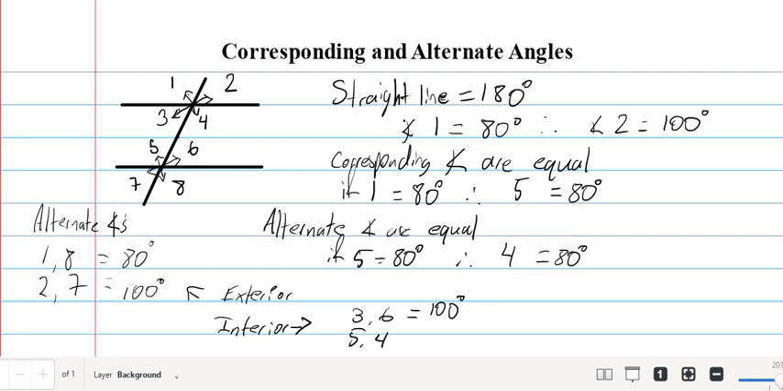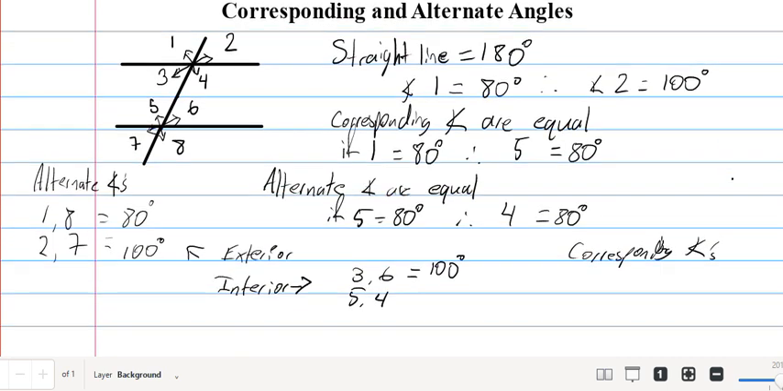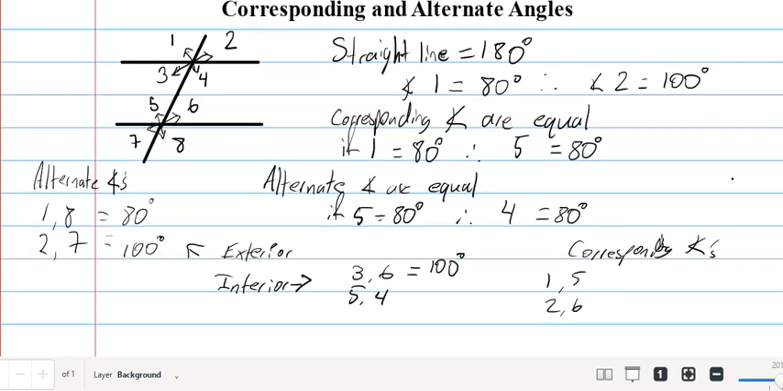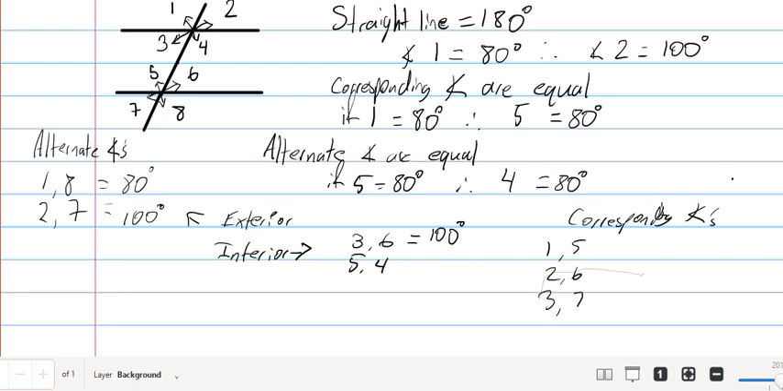And this is all you should need for corresponding angles and alternate angles. So we listed all the alternate angles. Here's a list of all the corresponding angles. Corresponding angles, all right: 1, 5, all right, 2, 6. Let's go 3, 7, and 4, 8. And that's all you need to know.